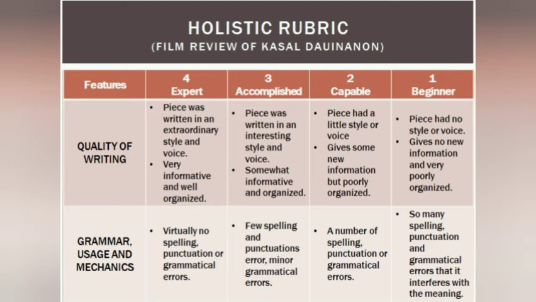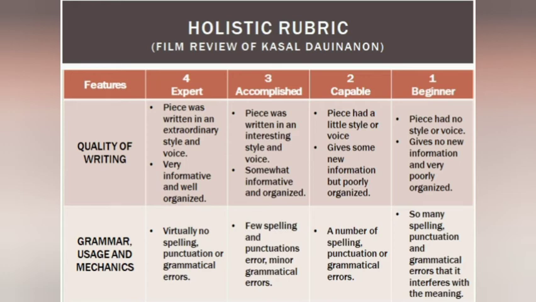So for quality of writing under expert, the piece was written in an extraordinary style and voice and very informative and well organized. For accomplished, piece was written in an interesting style and voice and somewhat informative and organized. So capable, we have piece had a little style or voice and gives some new information but poorly organized. For beginner, we have piece had no style or voice. It gives no new information and very poorly organized.